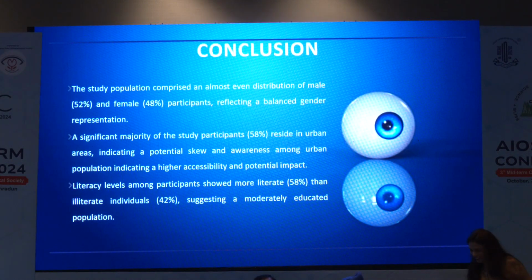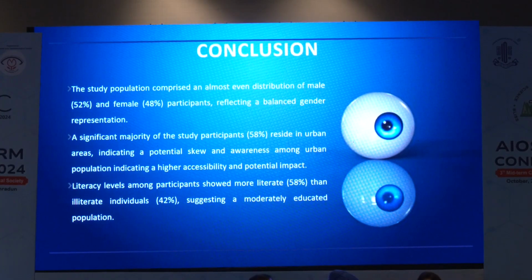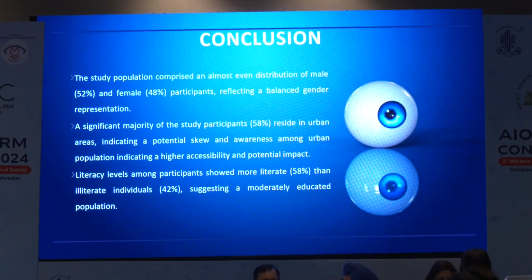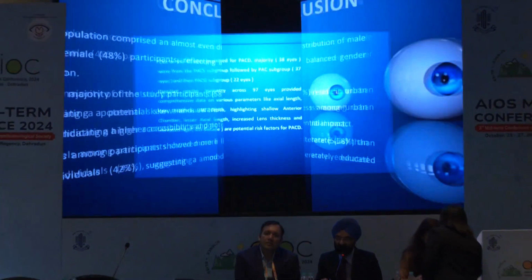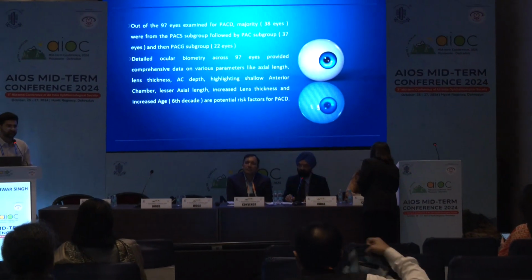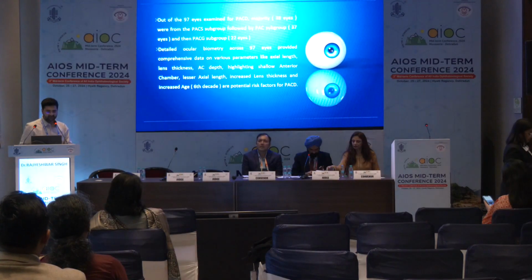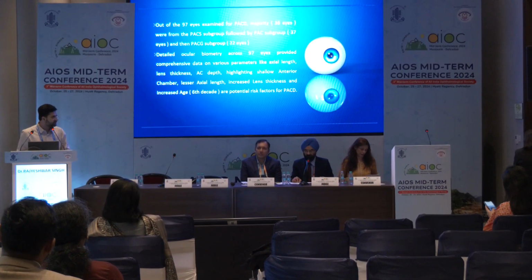So, in conclusion, the study population comprised an almost even distribution of male and female participants. Rajyeshwar, can you just conclude? So basically, the risk factors are smaller axial length, increased lens thickness, and increased age, the 6th decade. These were potential risk factors for PACD in our study. Thank you.